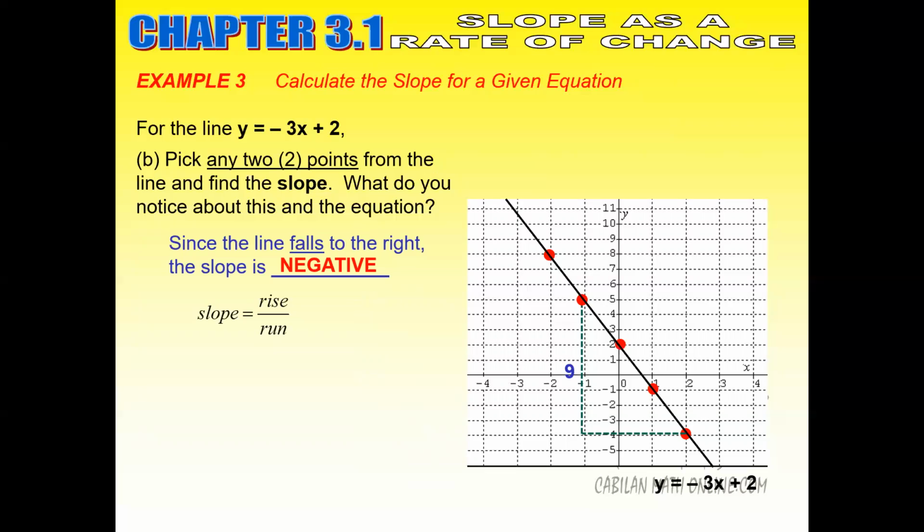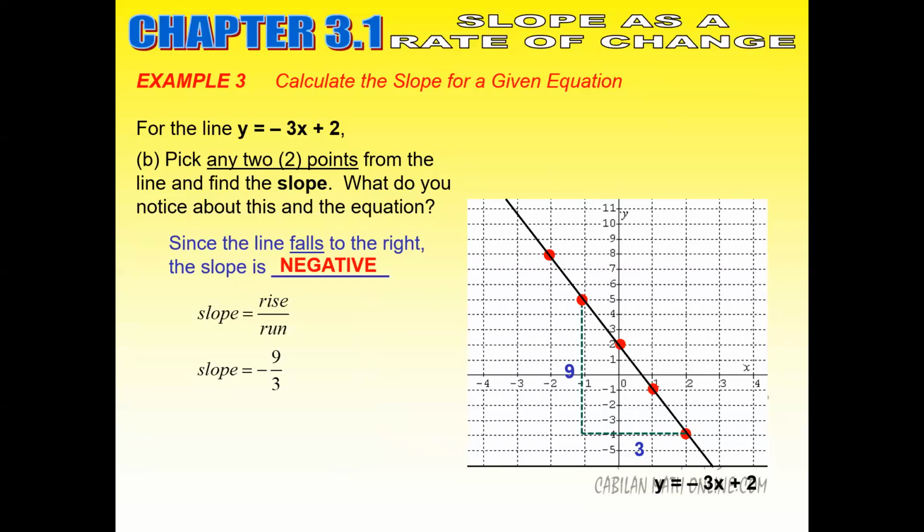9. Okay, and from here, for the run here from the dot, if you count the number of boxes from the dot to the edge over here, that's going to give us 3. So what we have here is a rise of 9 over a run of 3. Now you notice I have a negative in front there because again, as I said before, this is a line that's falling down to the right.